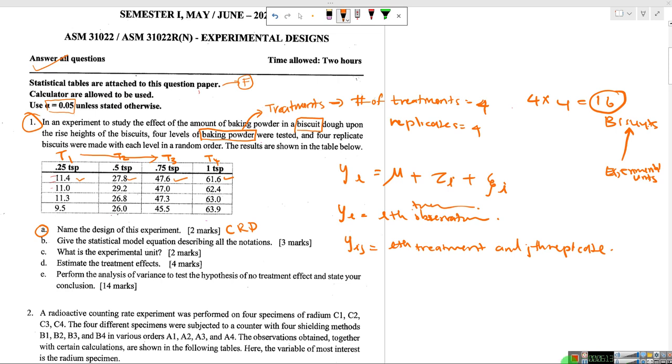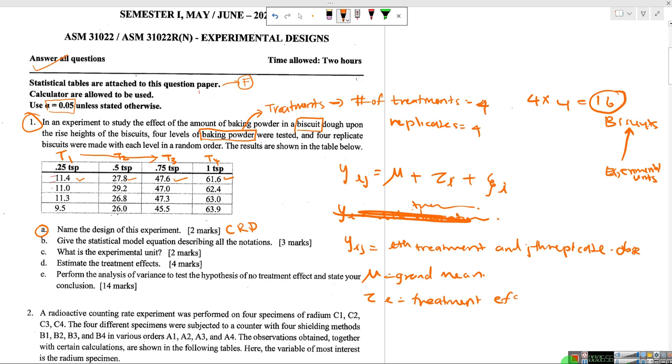So we can modify this equation as yij, right? You don't need to mention ith treatment and jth replicate observation, you can write observation corresponding to ith treatment and jth replicate. Then mu is the grand mean, and tau i, here only the treatments are the main effect, because replicates don't have any variation, because we are taking the same kind of biscuit, right? So tau i is the treatment effect, and this is the error term.